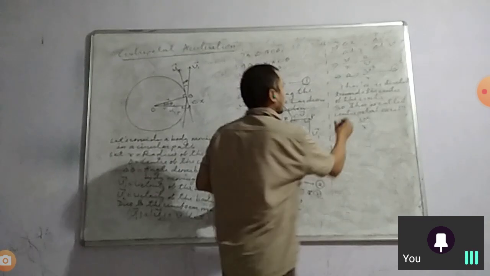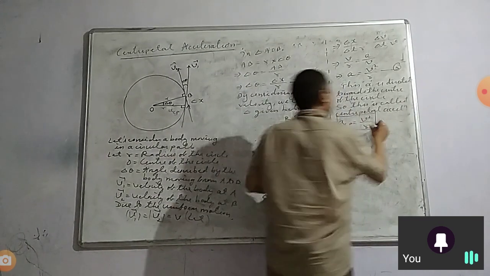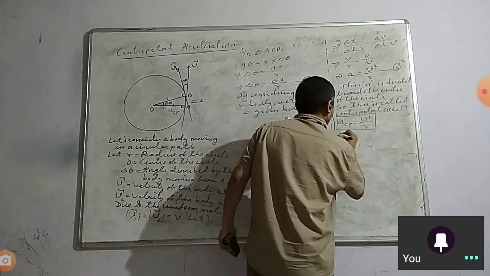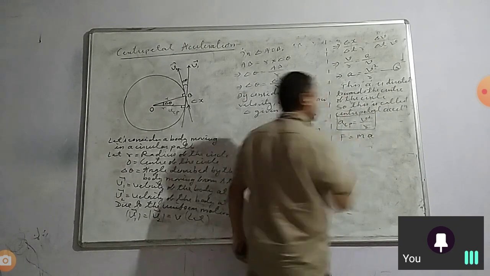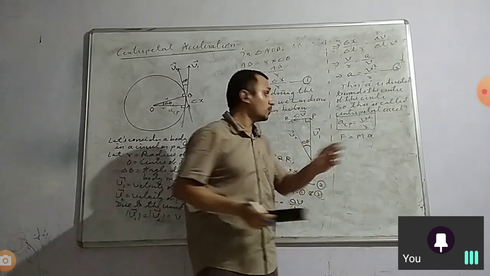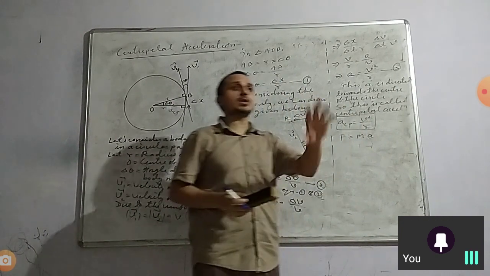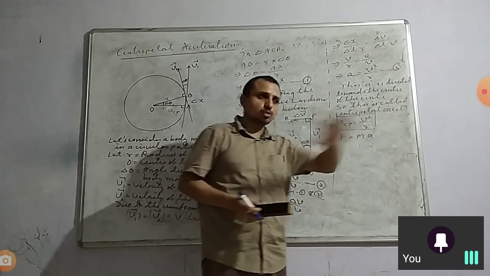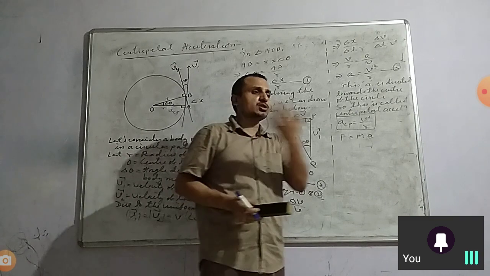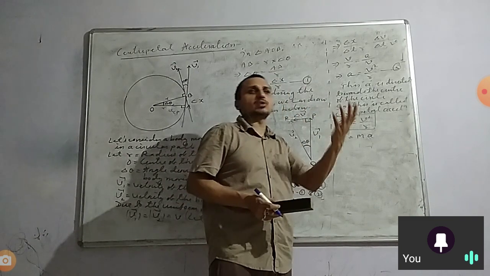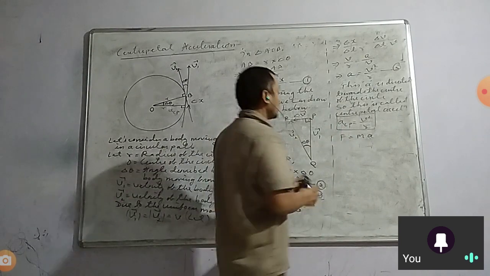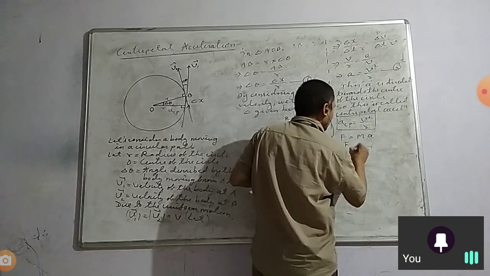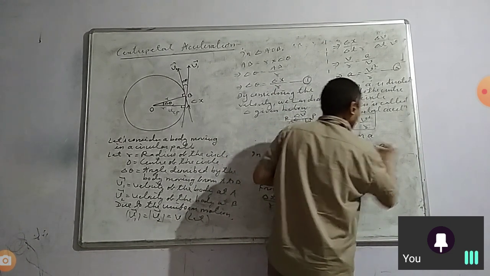Now, if we have the centripetal acceleration, we want to find the force. According to Newton's second law, force is equal to mass into acceleration. And again from Newton's second law, the direction of the acceleration and the direction of the force are the same, because in whichever direction the force is applied, along the same direction the acceleration is produced. So centripetal force will be mass into centripetal acceleration.